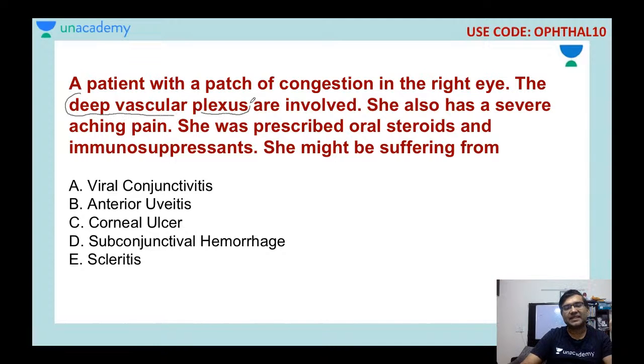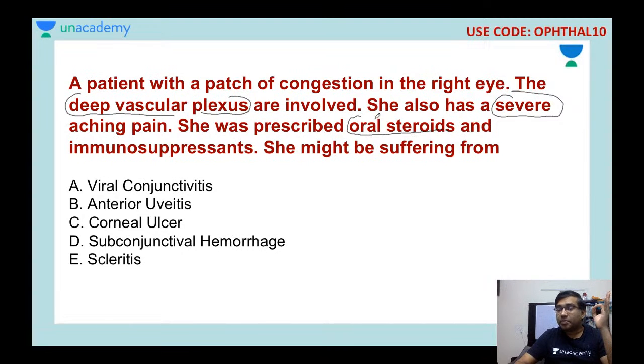Deep vascular plexus is involved. She has a severe pain. Such a pain can basically cause the patient to get up in the morning or in the night, early morning. इतना ज़्यादा दर्द होगा कि वो सह ही नहीं पाएगा और एकदम से उठ के खड़ा हो जाएगा कि यार बहुत दर्द हो रहा है यहाँ पे. She was prescribed oral steroids.